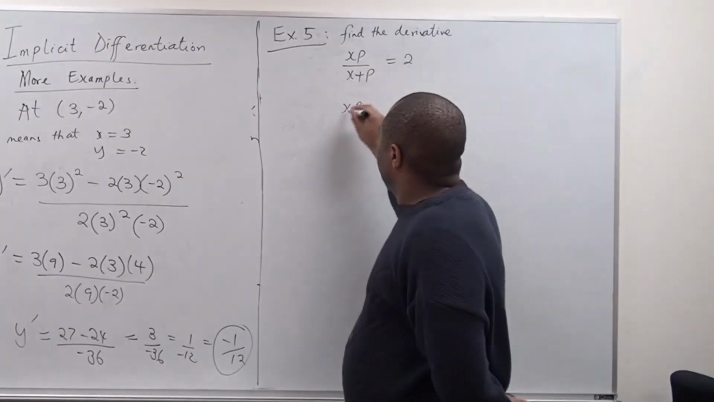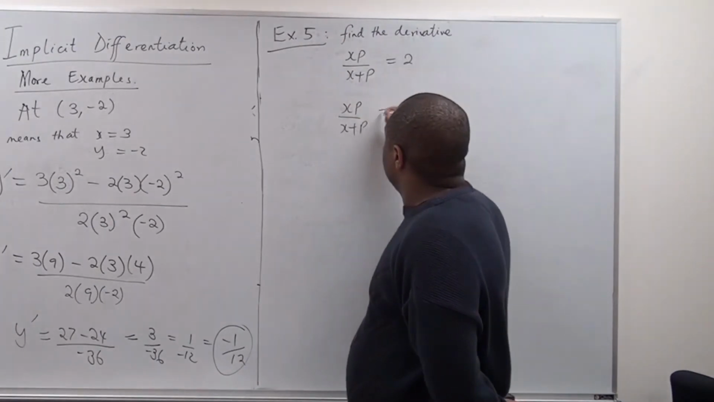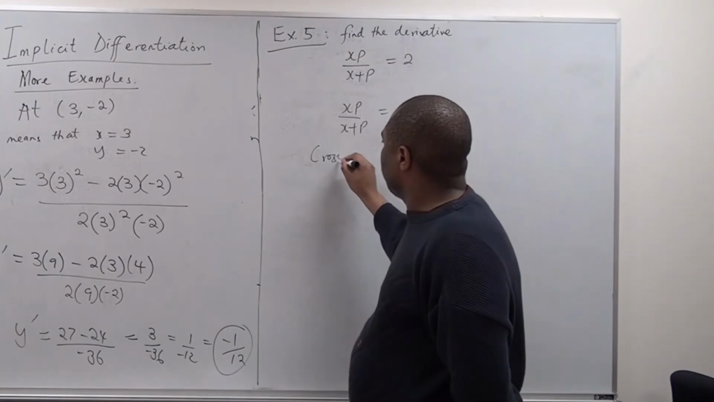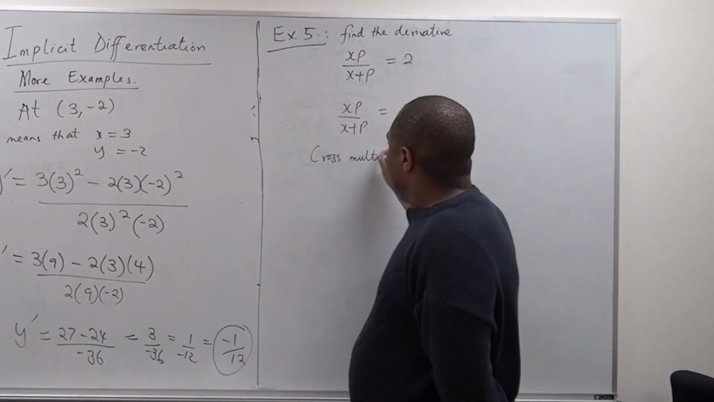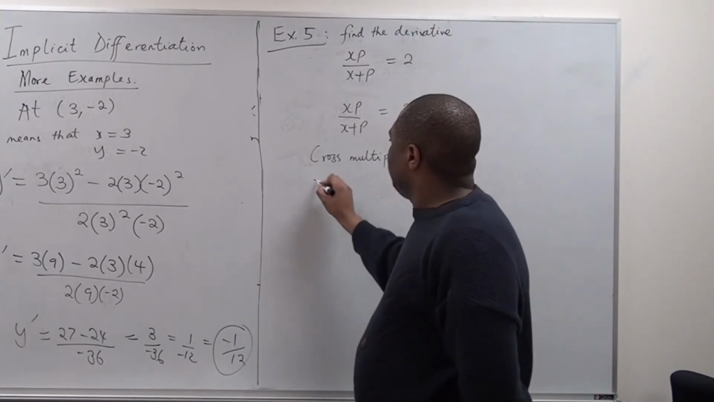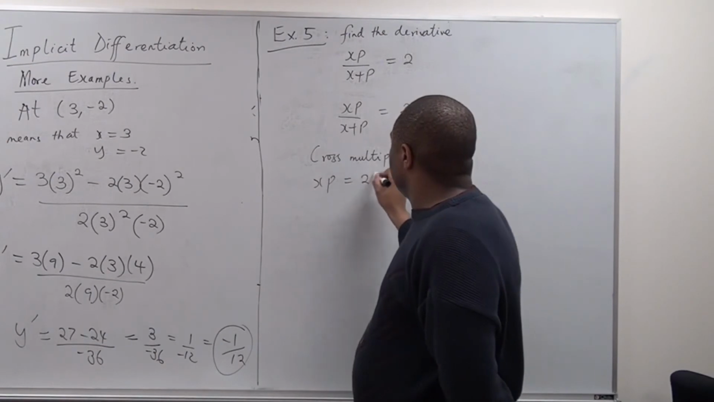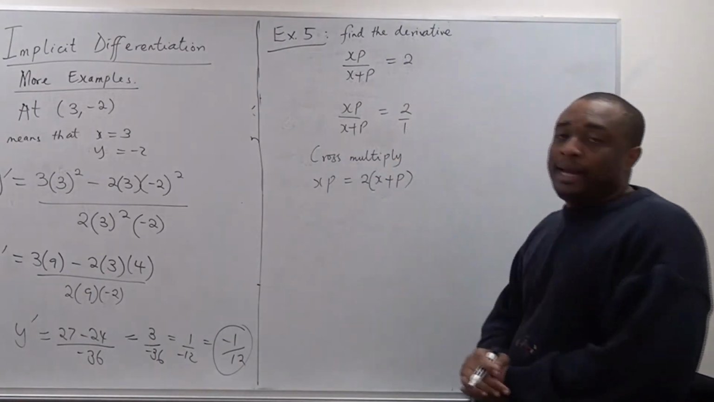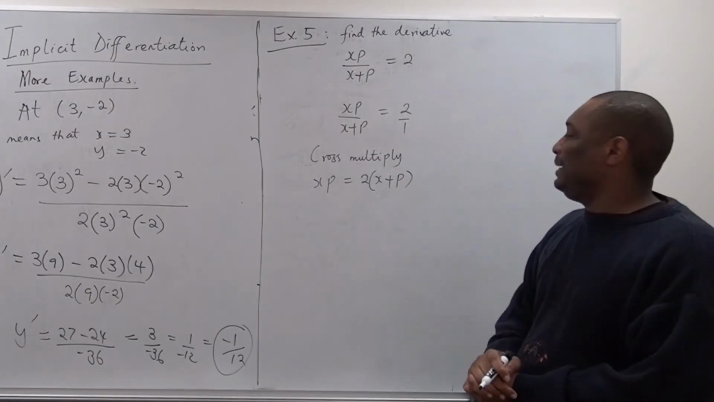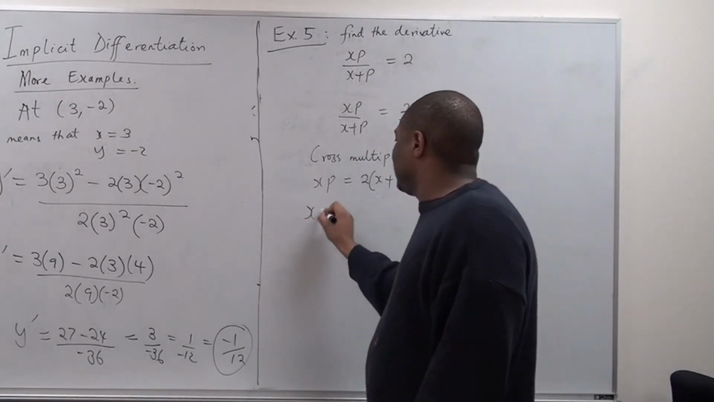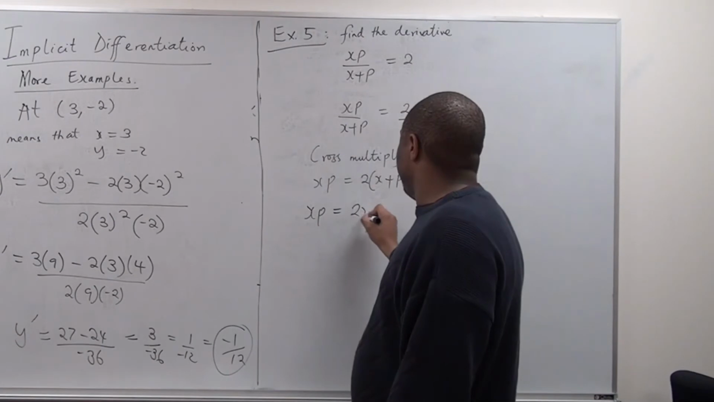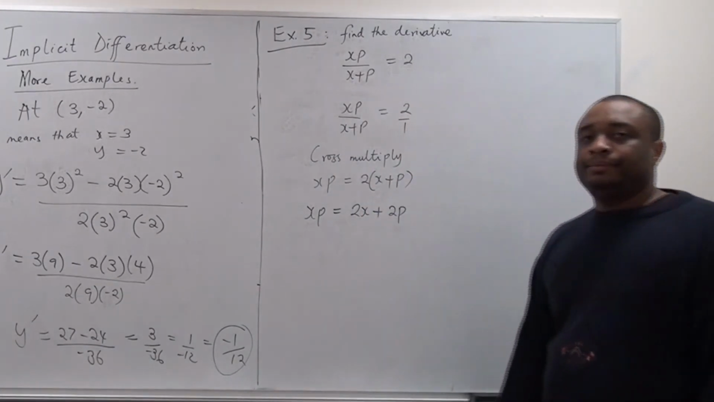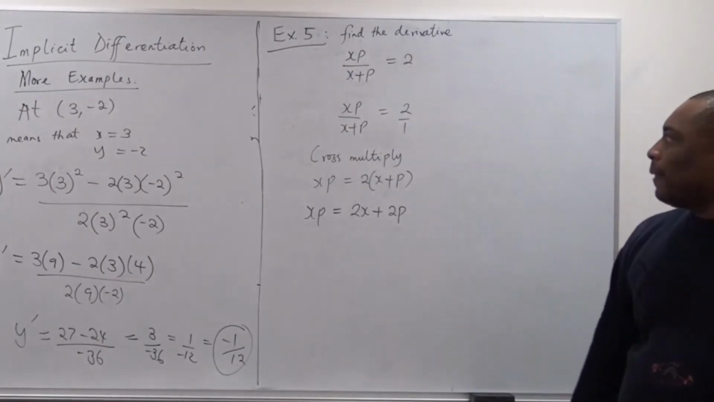Because the xp over x plus p means 2 over 1, you can use cross product, cross multiply. So this gives xp equal to 2 into x plus p. So this way is better. You can do it this way and it's easier. So this will give you xp equal to 2x plus 2p, distributive property.